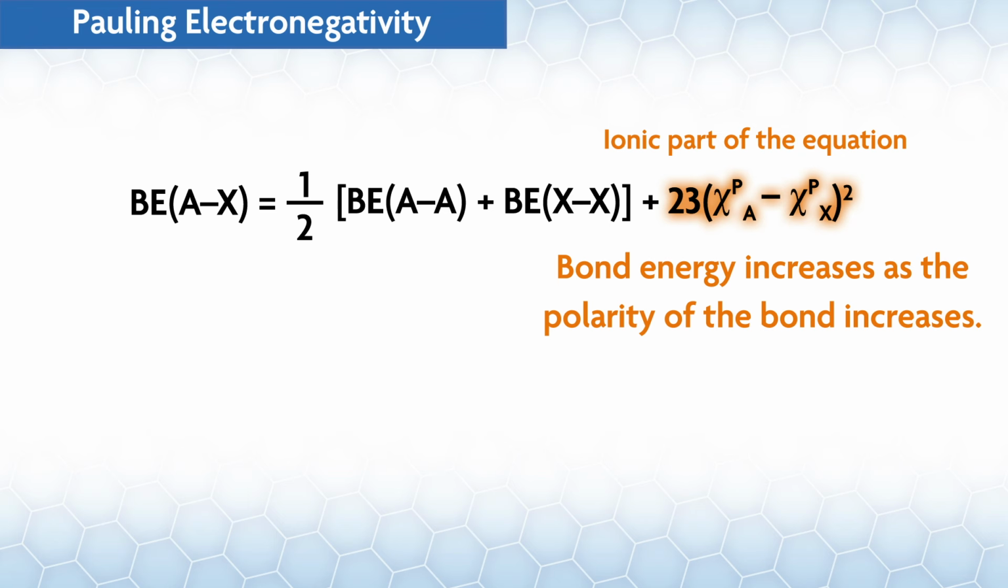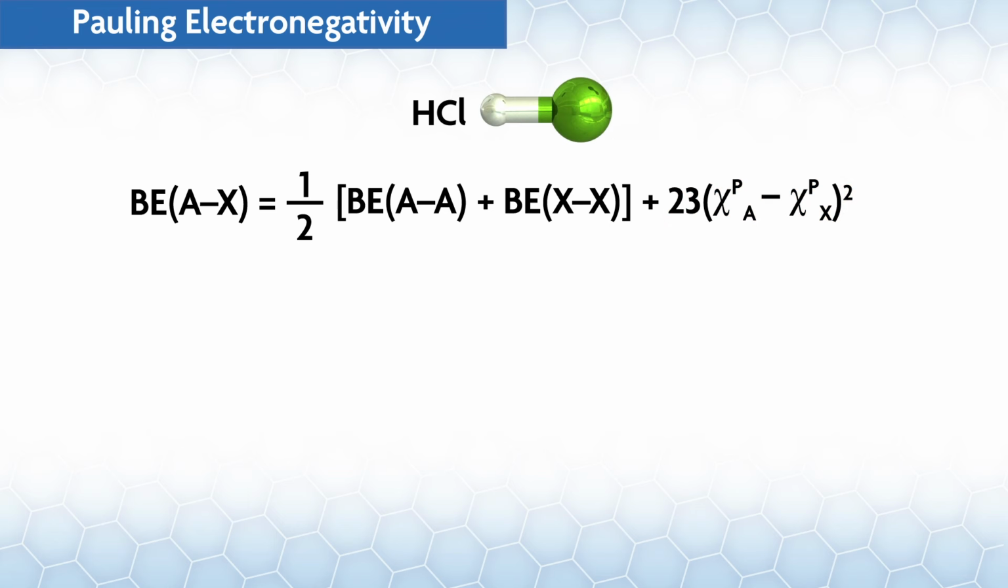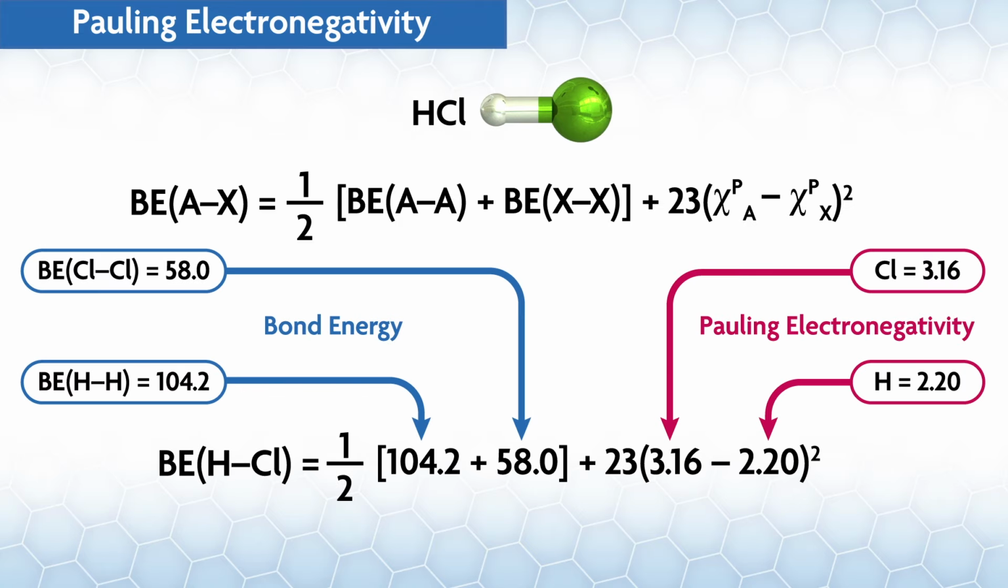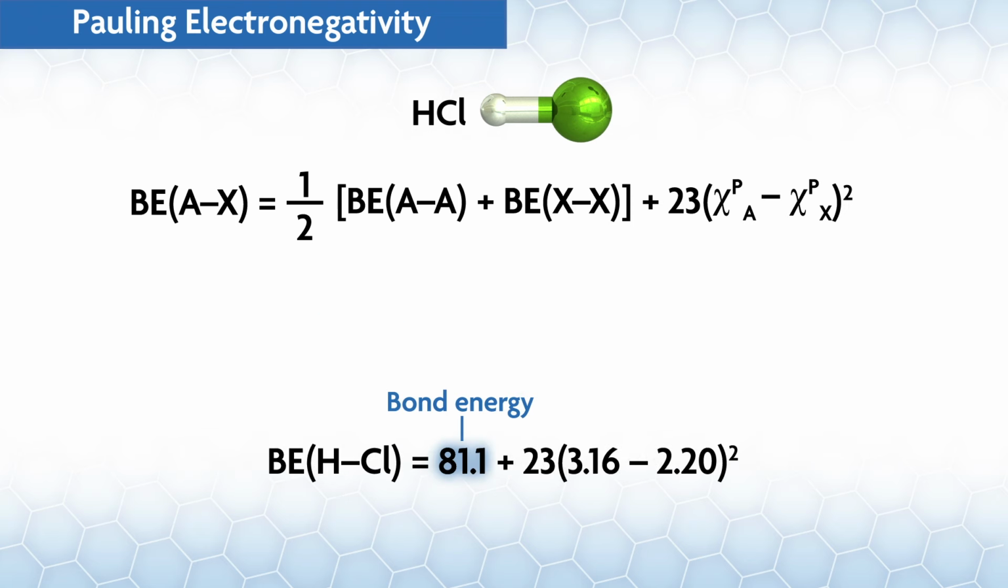If we apply this to a diatomic like HCl, we can see how Pauling electronegativity can be used to calculate bond energies. The bond energy for hydrogen, H2, is 104.2 kcals per mole, and the bond energy for Cl2 is 58 kcals per mole. The Pauling electronegativity of chlorine is 3.16 and hydrogen is 2.20, so we can plug in those values. The covalent bond energy in HCl is 81.1 kcals per mole.